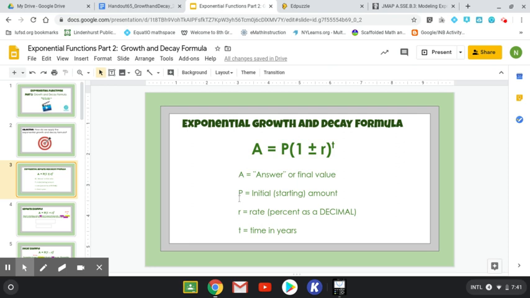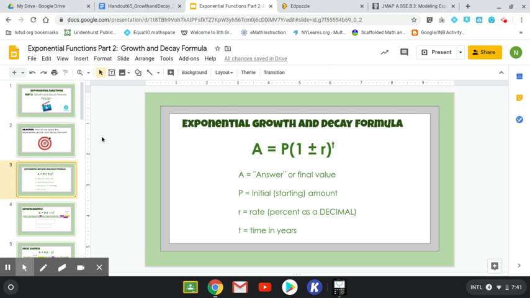P typically stands for principal, which is why they use the letter P. When you did your simple interest formula in 7th grade, it was I equals PRT, which is very similar to this. P always stood for principal. But in this case, we're just going to say it's the initial or the starting amount, depending on the situation. R is our rate, which is going to be given to you as a percent usually, and we always have to change a percent to a decimal when we're working with it. And then T is our time, and that's going to be in years.